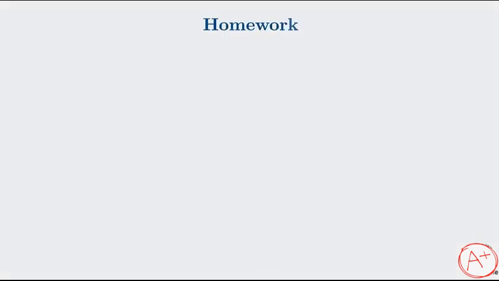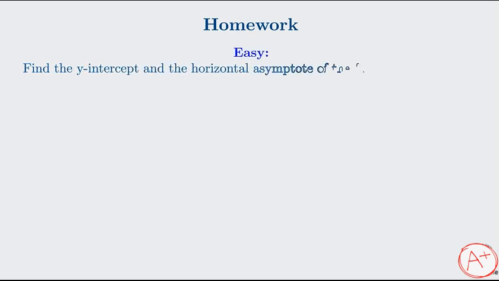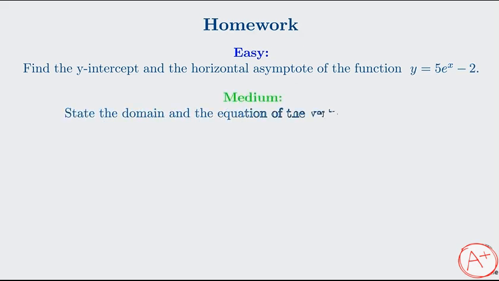It is time to test your understanding. Please pause the video and attempt these 3 questions. Easy. Find the y-intercept and the horizontal asymptote of the function y equals 5e^x minus 2. Medium. State the domain and the equation of the vertical asymptote for y equals the natural log of (2x plus 8).